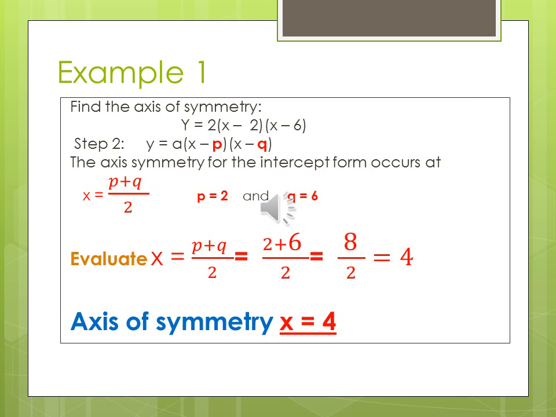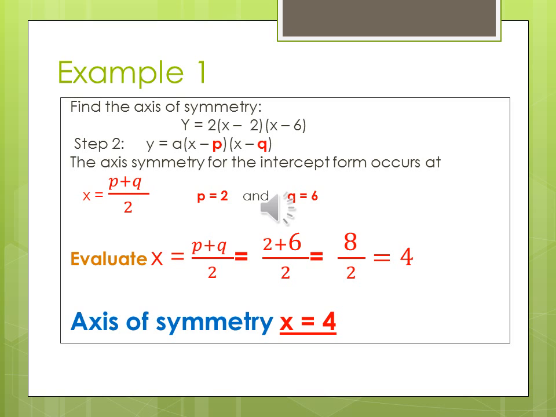So now we need to find the axis of symmetry. Thank God we already know what P and Q are from the previous problem. Remember, P and Q represent the intercepts of the graph. P, again, was 2 and Q is 6. Now, the intercept form tells us that in order to find the axis of symmetry, all you have to do is add P and Q and divide by 2. So I'm just going to add 2 plus 6, which is 8, and divide that by 2, which is 4. So my axis of symmetry is going to be x equals 4.